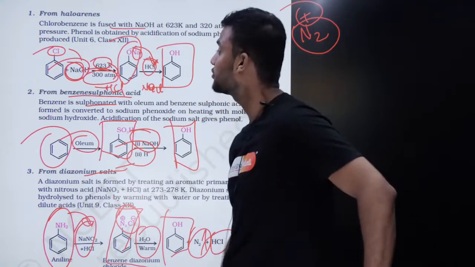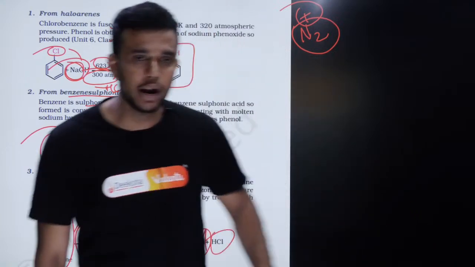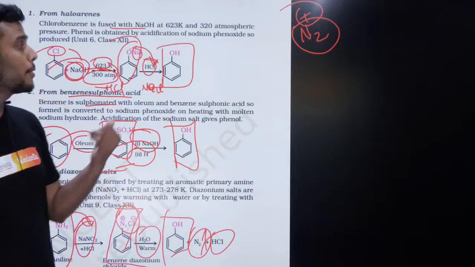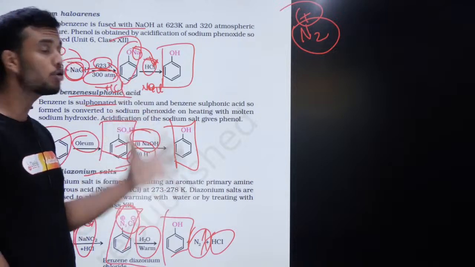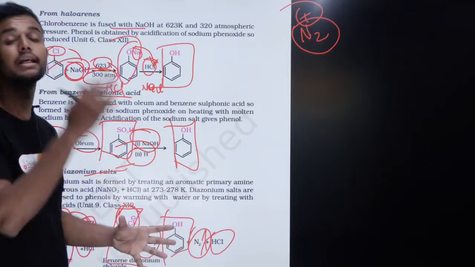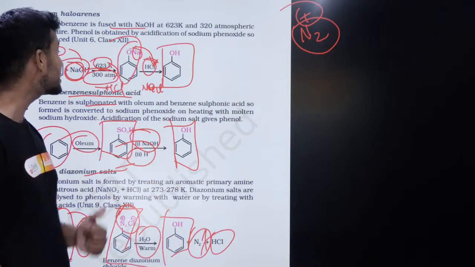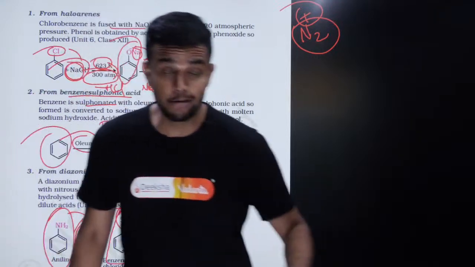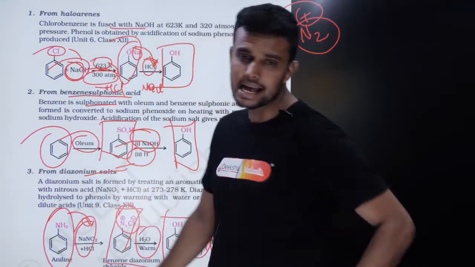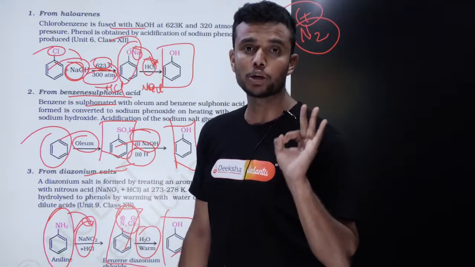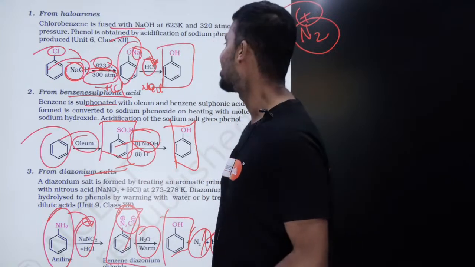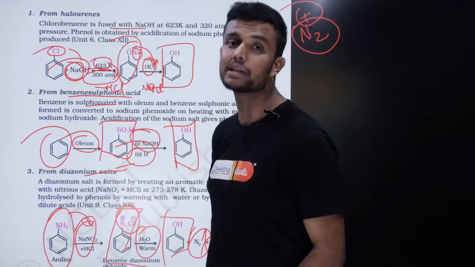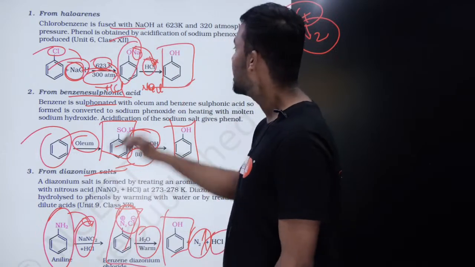I repeat, students, from haloarenes, how are phenols prepared? Very simple. First, we fuse chlorobenzene or haloarenes with NaOH at 663 Kelvin. Sorry, not at 663, I am wrong, students. At 623 Kelvin, under 300 atmospheric bar pressure, it yields sodium phenoxide ion. After that, further reacting with HCl, it yields the phenol compound.